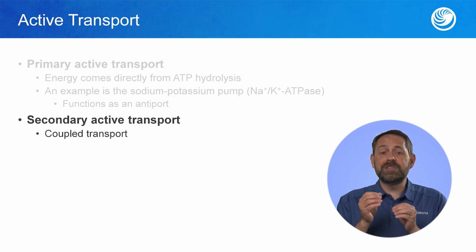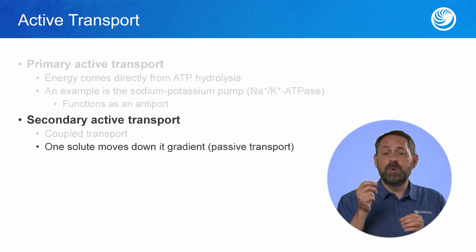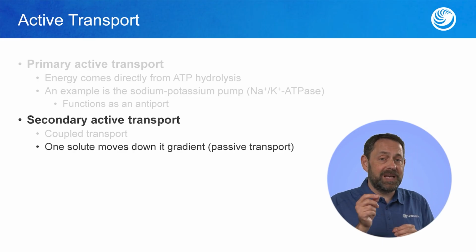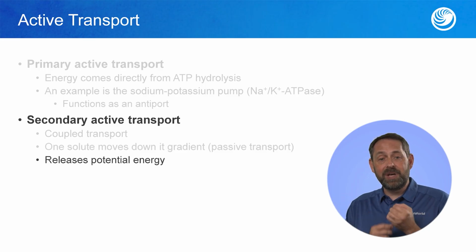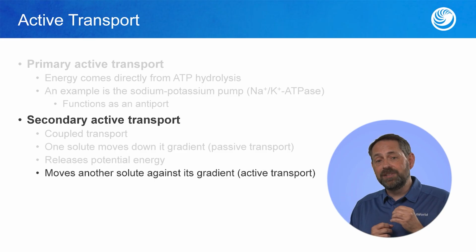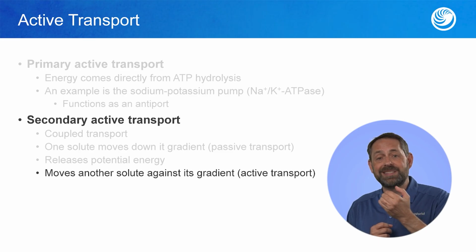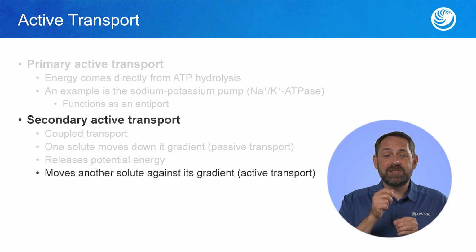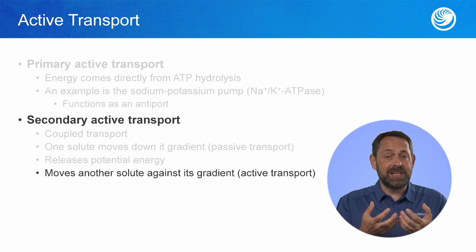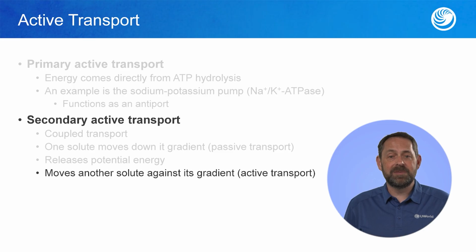Secondary active transport is a form of coupled transport in which one solute moves by passive transport down its concentration gradient, releasing potential energy that is harnessed to actively transport another solute against its gradient. With these key ideas in mind, let's explore an example that shows how secondary active transport works in cells.